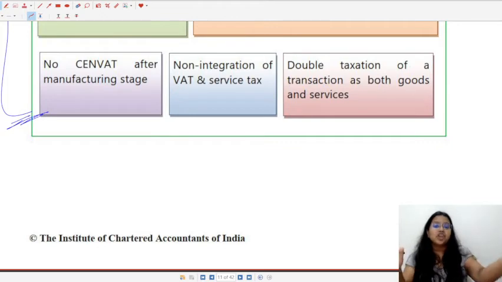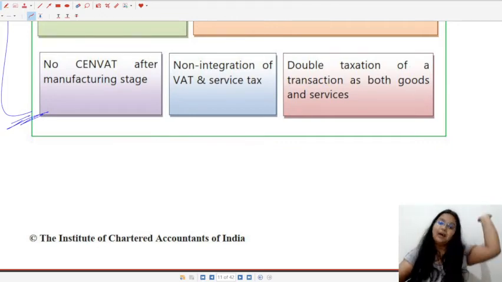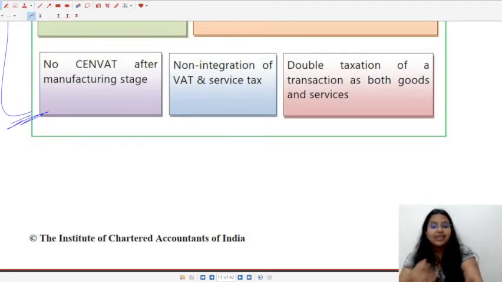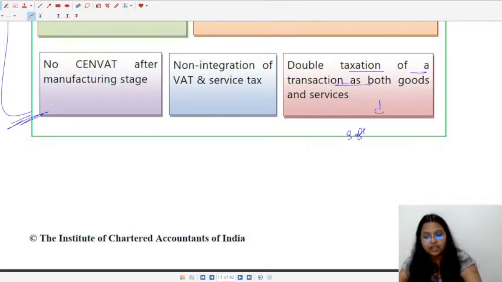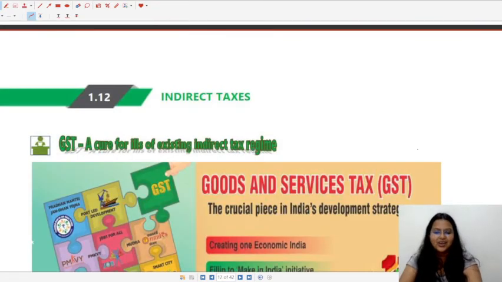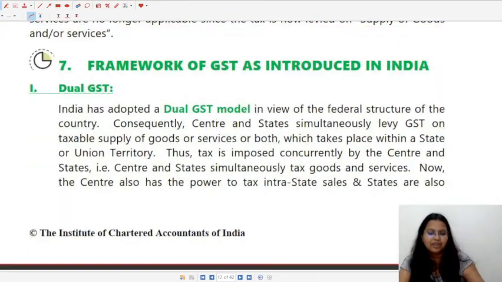There was no integration of VAT and service tax. That's why in the case of restaurant services in the previous taxation regime, we had to pay VAT as we consume food, they are goods. Second, we had to pay service tax also because we are taking their services. There was double taxation of a transaction. So for example, on the supply of software there was VAT as well as service tax. Yes. Okay, so all these deficiencies have been removed in the GST.